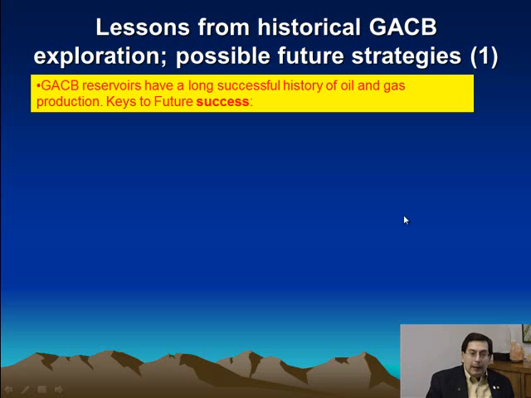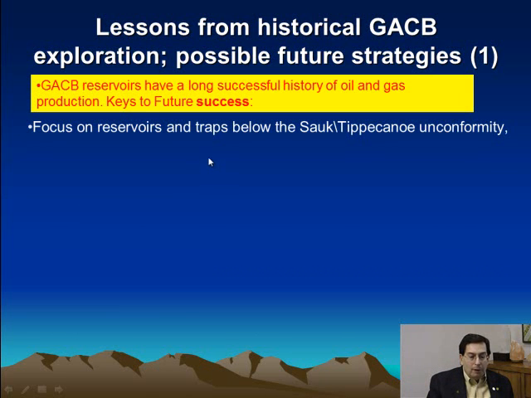So to wrap up, I'd like to just summarize some of the key strategies and lessons from the 100 years of Great American Carbonate Bank exploration, and some things that perhaps can be useful to explorers today going into the future. I think it's important to remember to focus on reservoirs and traps below the Sauk-Tippecanoe unconformity. I think that the majority of the production occurs near this unconformity. The unconformity creates paleogeomorphic traps. It creates migration pathways, as we saw in Kansas.